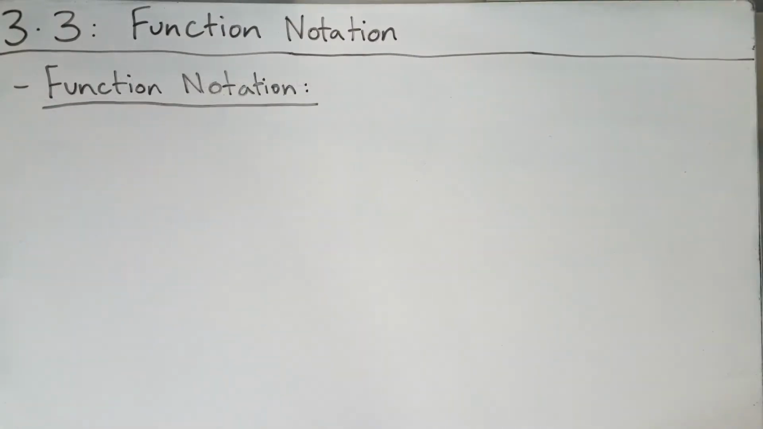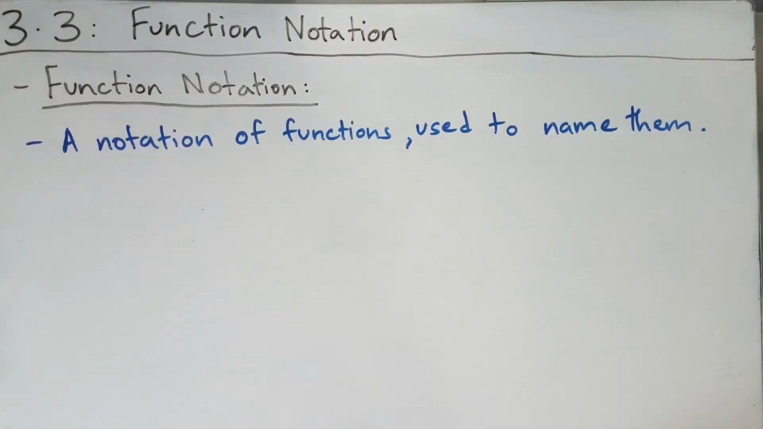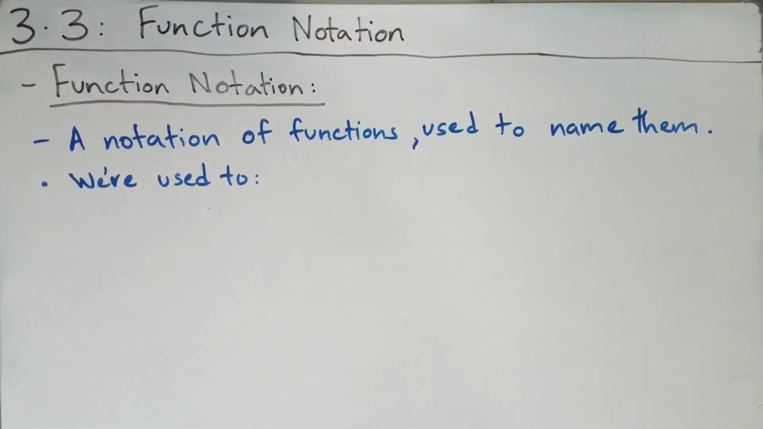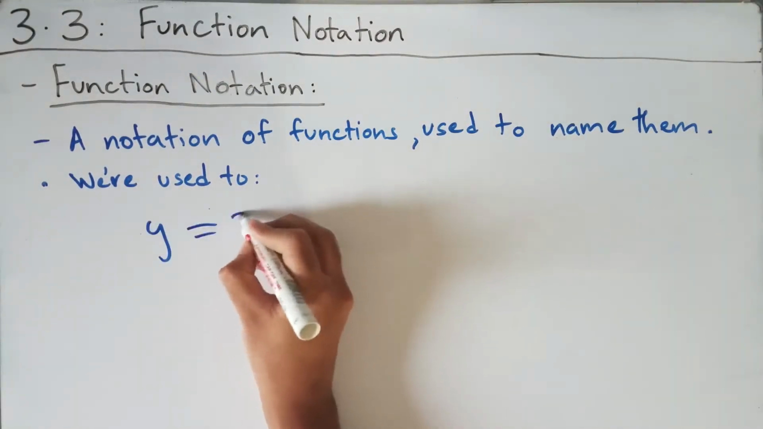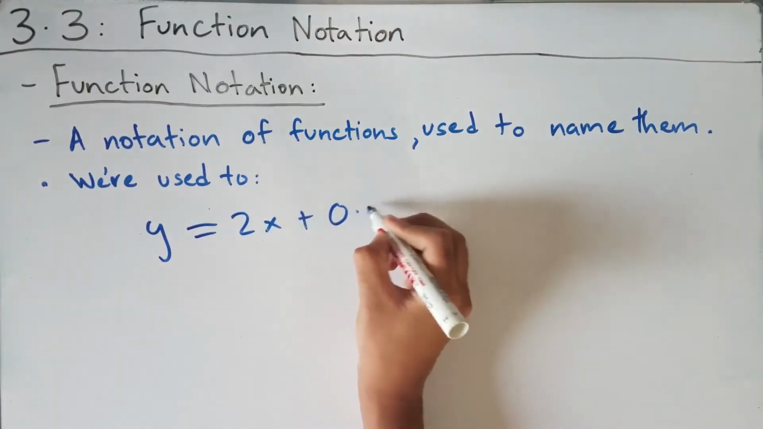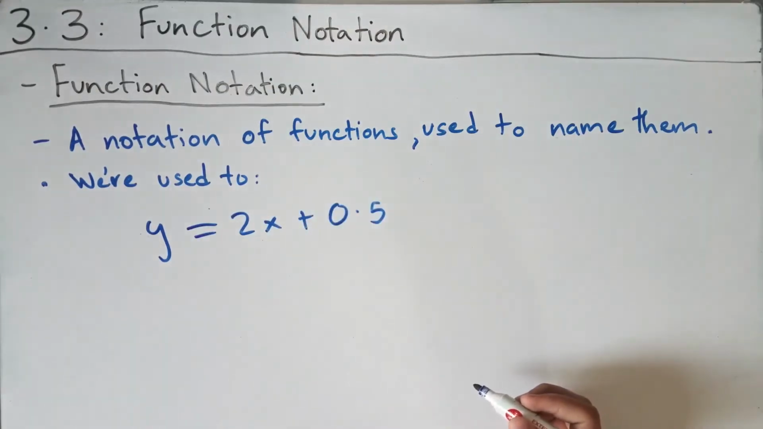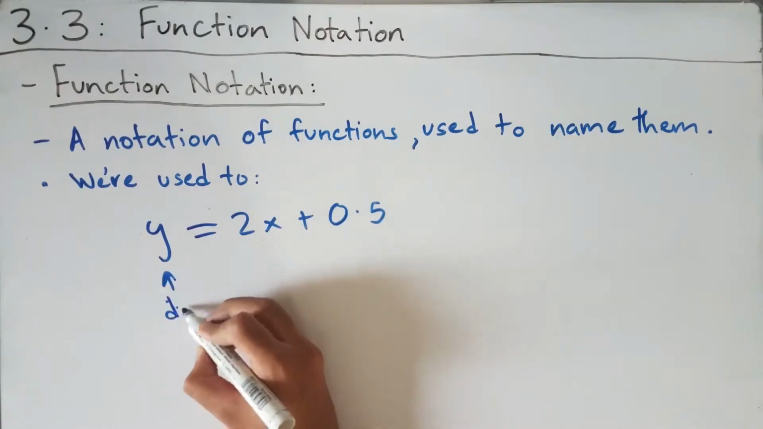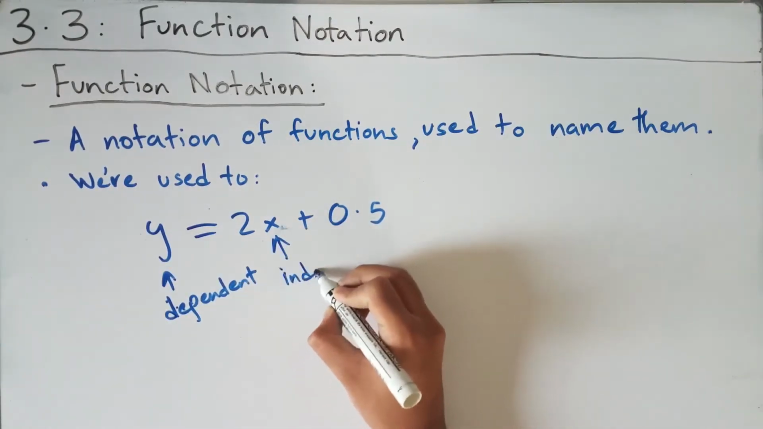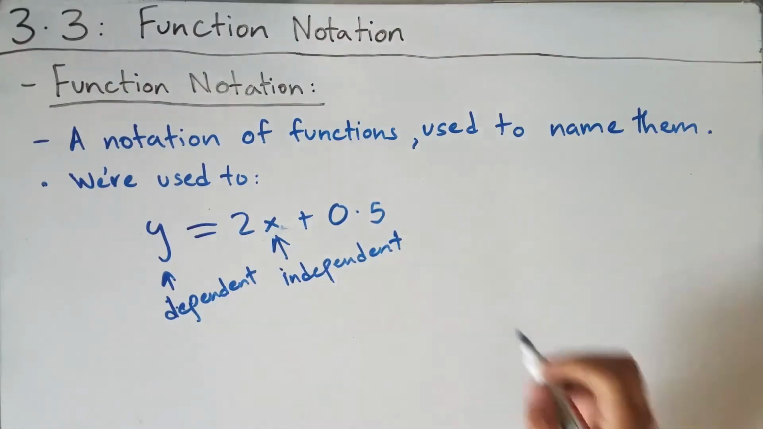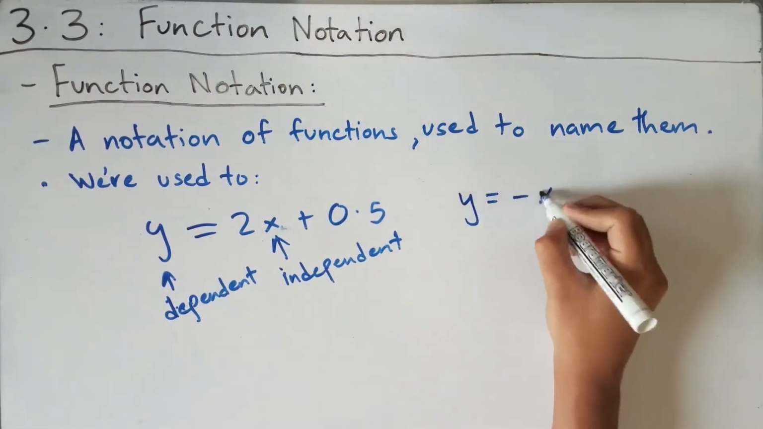So what is the function notation? The function notation is a notation of a function that is used to name them. Normally we write functions without the function notation by using the variable y, so you could come up with a linear equation y equals 2x plus 0.5. This is normally how we write functions, where y is our dependent variable and x is the independent variable. Another function that we could write could be y equals negative x plus 1.